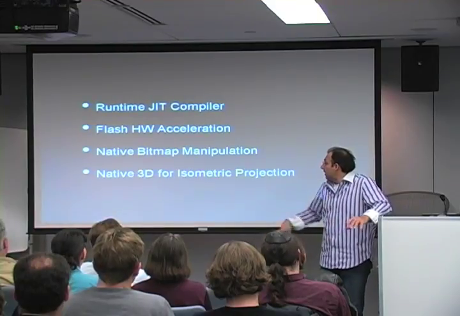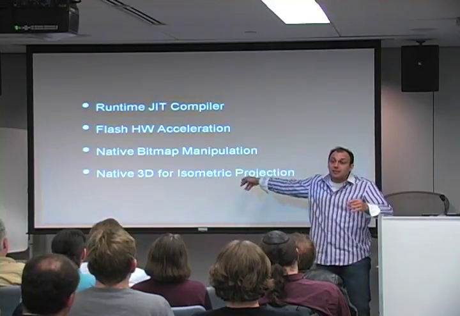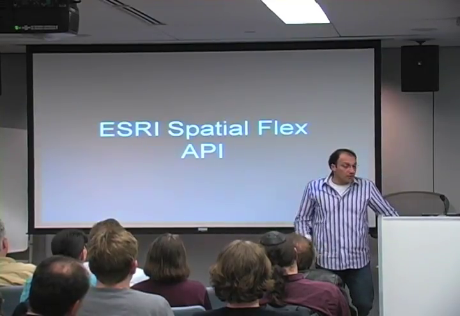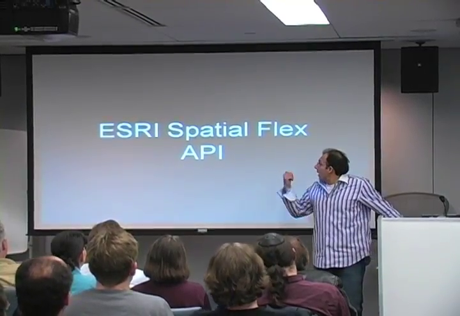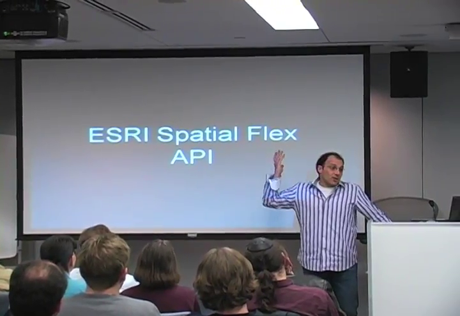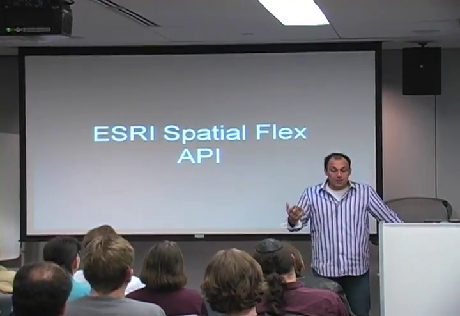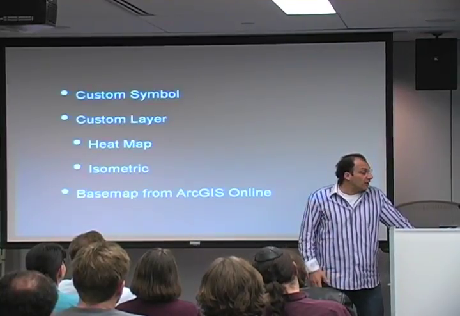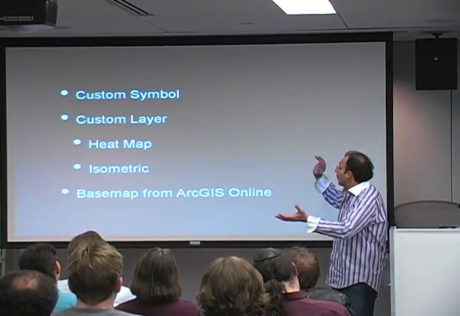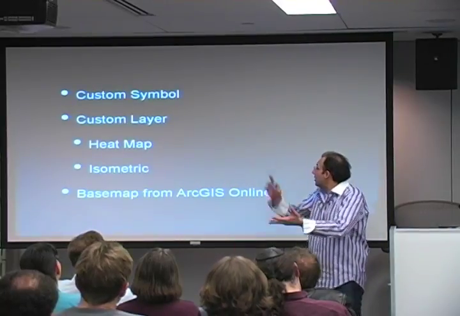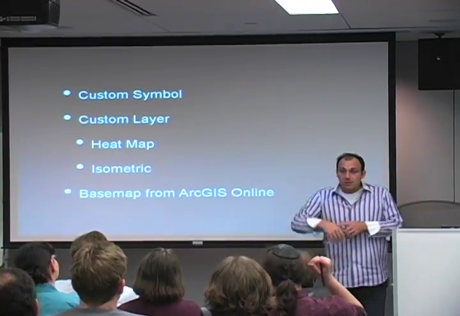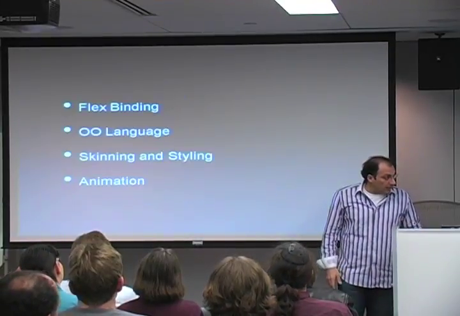This whole thing is time-slide, and in Flash 10 there's 3D built into the browser now. That's very nice. That's what enabled me to do the asymmetric projection. Then we used the ESRI spatial API, which is for Flex. I'm very proud of that. I'm leading the development of that, so of course it was easy for me. It enabled me to create all these custom things, like custom topology, custom layers, this heat map and isometric, and of course, for the base maps, we went to ArcGIS Online to get the data.